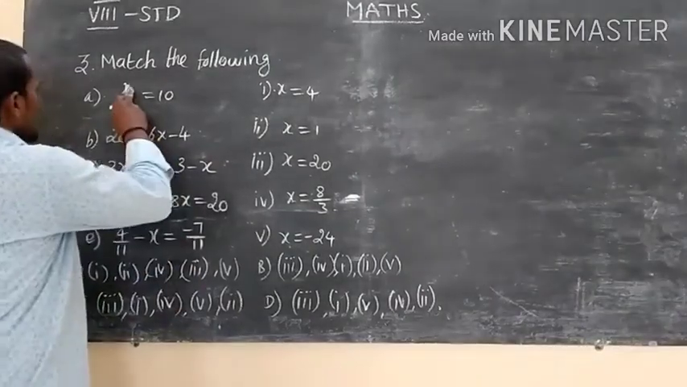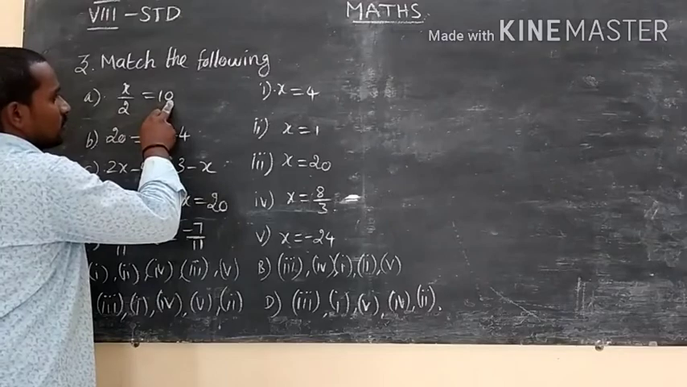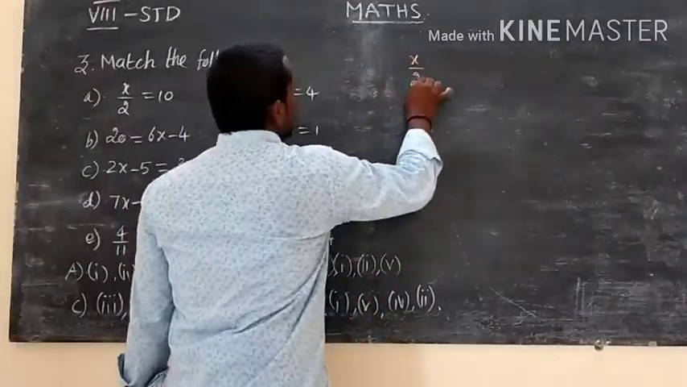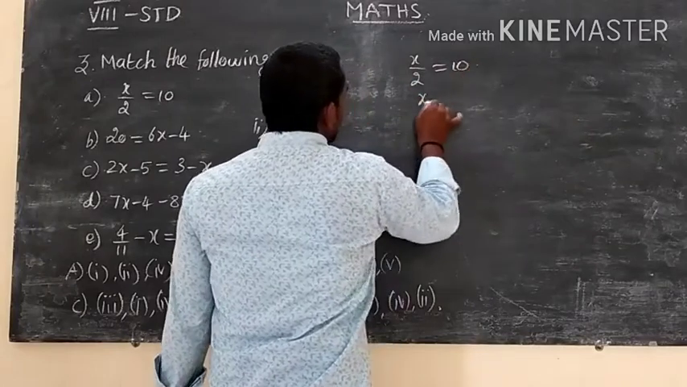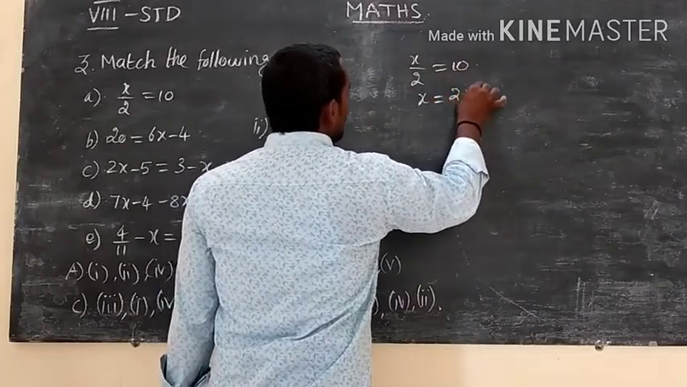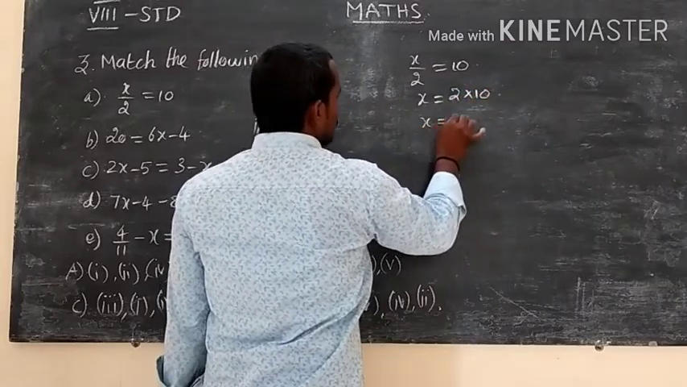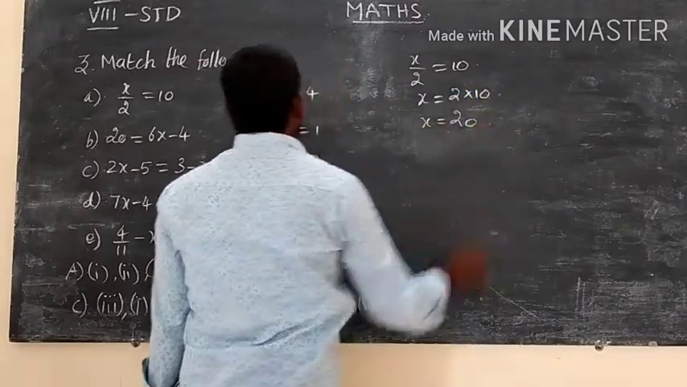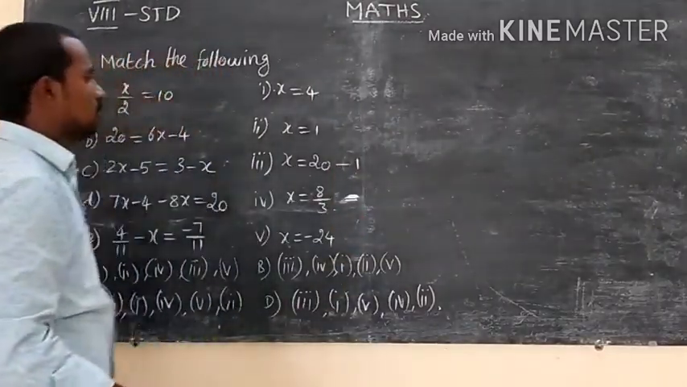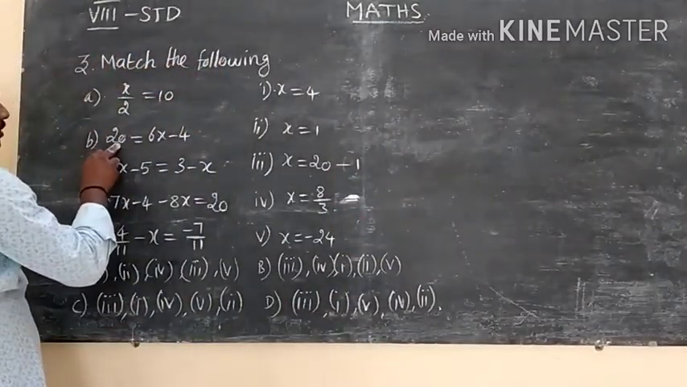Okay, so x by 2 equal to 10. What is the value of x? Okay, x by 2 is equal to 10. So x equal to, making the transformation, 2 into 10. Okay, x is equal to 2 10s are 20. So x is equal to 20 is the answer. This is number 1.